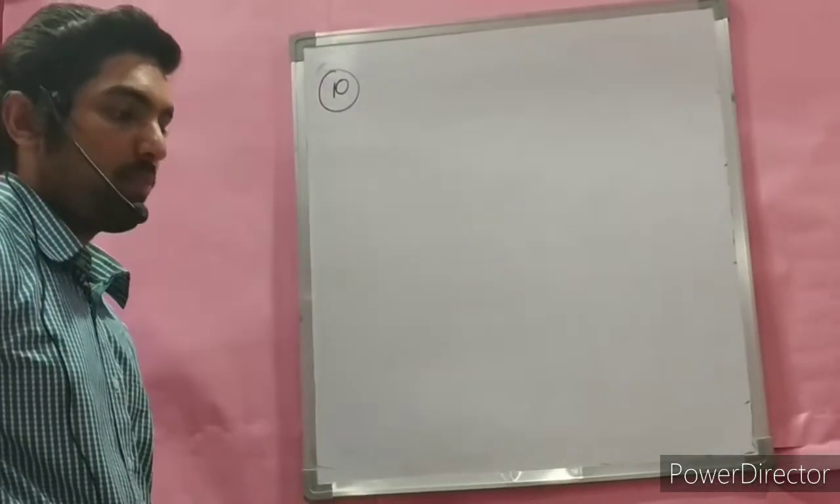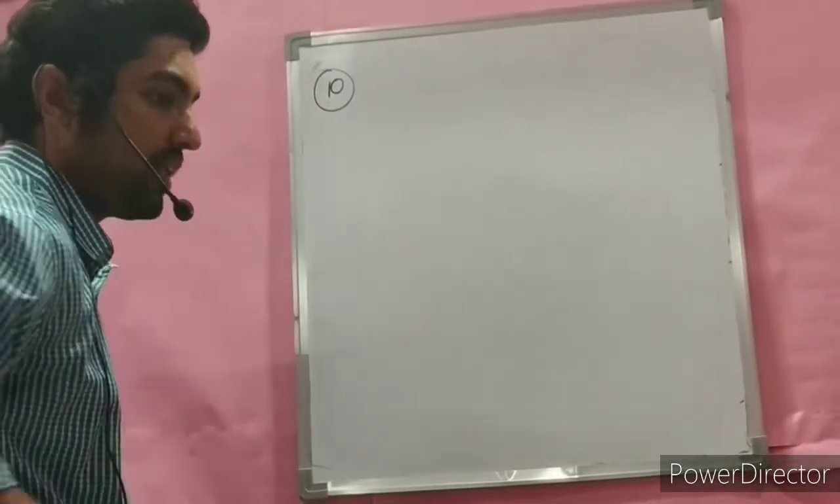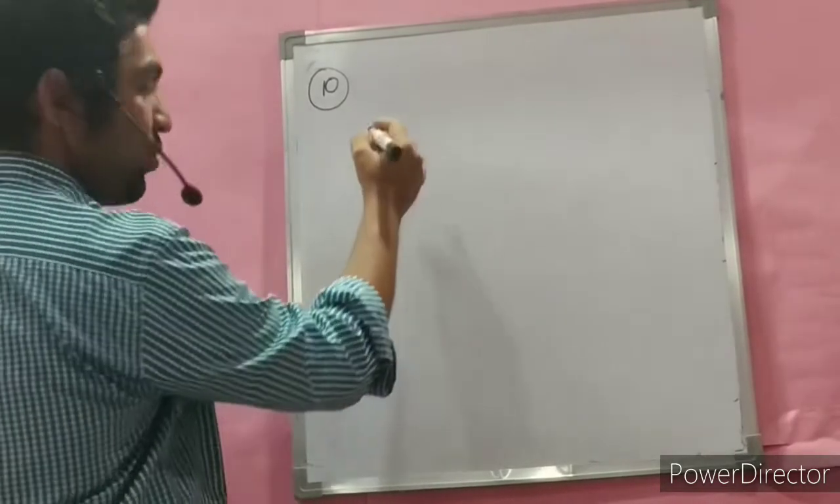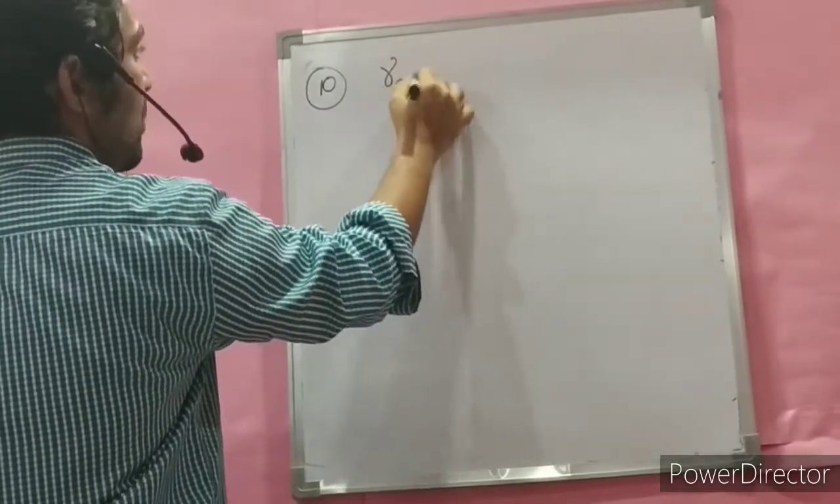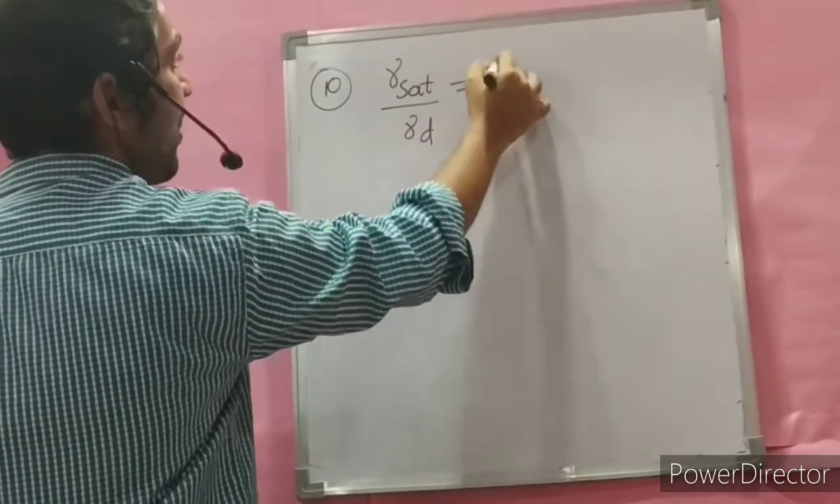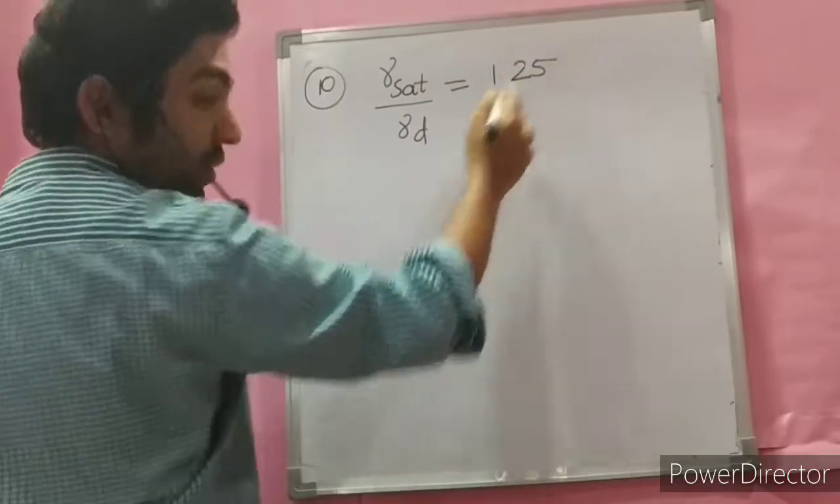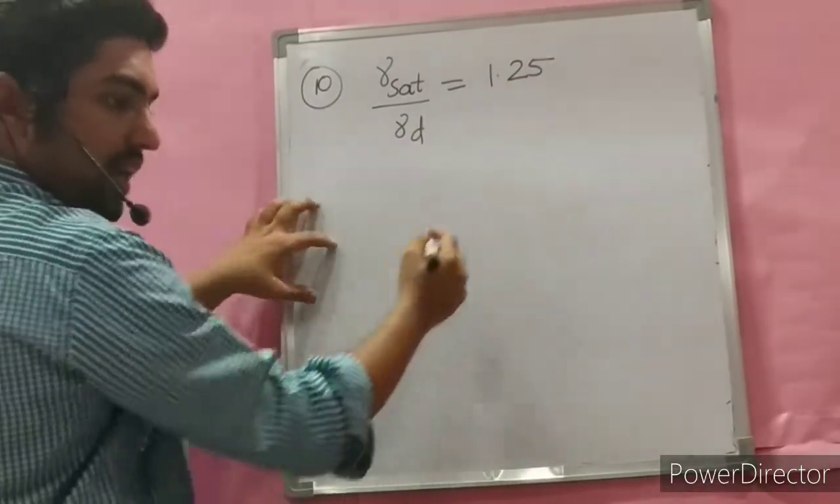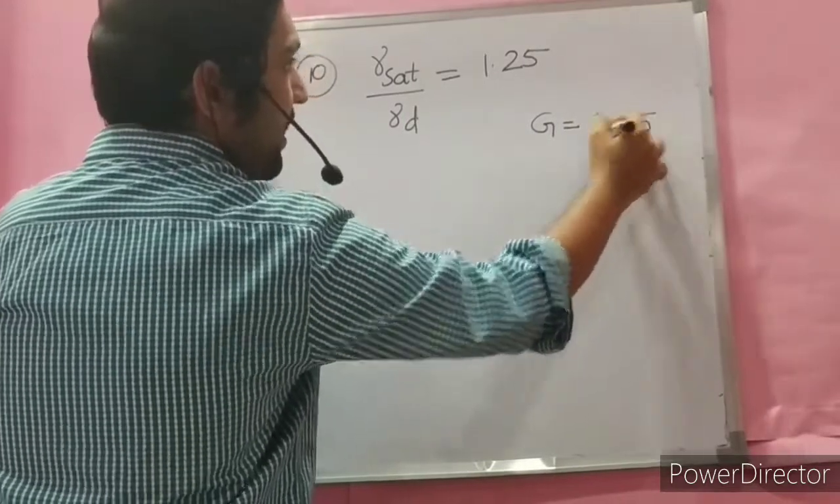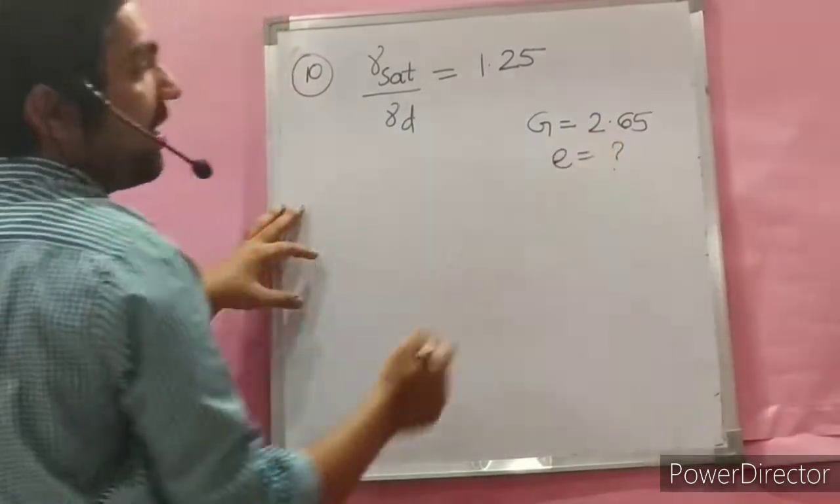Okay. 10th question. Question number 10. What is given is the ratio of saturated unit weight to dry unit weight of a soil sample is 1.25. If the specific gravity of solids is 2.65, determine the void ratio of the soil.